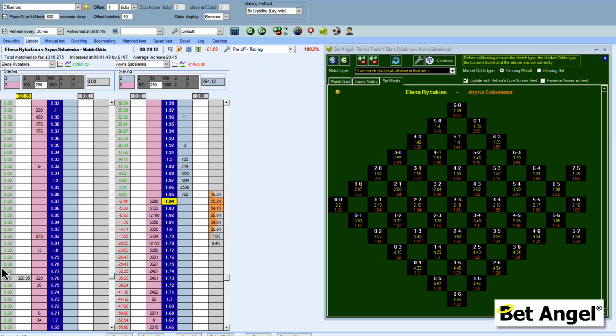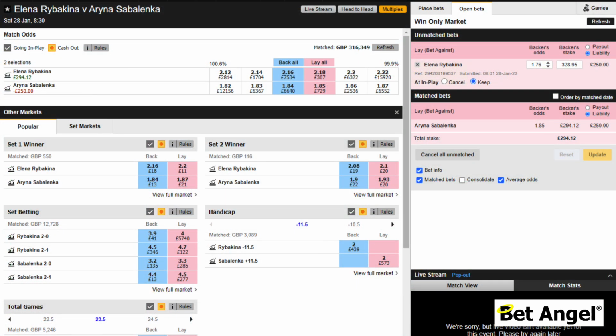So what we're trying to achieve here is we're actually going to lay both players below 2, because we know if we can lay 2 players below 2, we will make money. If we can back 2 players above 2, we will make money. So on this occasion, we've decided to lay, and we're laying with a liability of £250. The reason that we're using a lay by liability is so that we cap our potential loss. If everything goes wrong, that is our maximum loss.